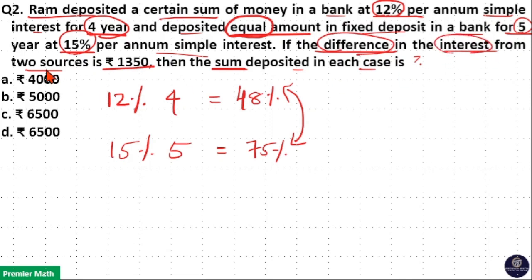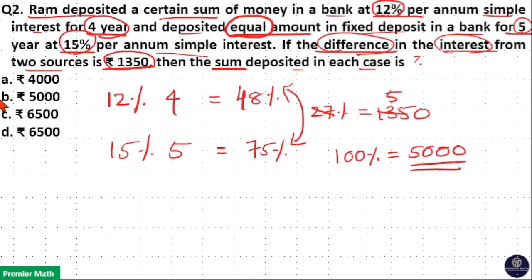Now, the difference in interest from the two sources is 1350. Here, the difference between 75% and 48% is 27%, which is equal to 1350. Now, 7 into 5, 35. So, 27 goes 5 times in 135. That means 1% is 50, then 100%, that is, the sum is 100%. Sum is equal to 50 into 100, 5000 rupees. So, option B is your answer. 100% means sum.